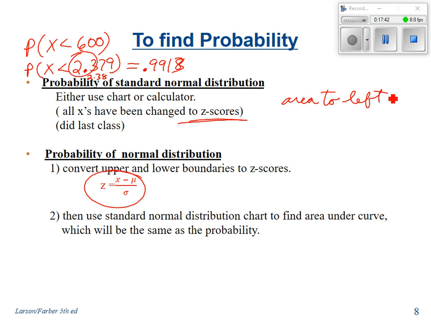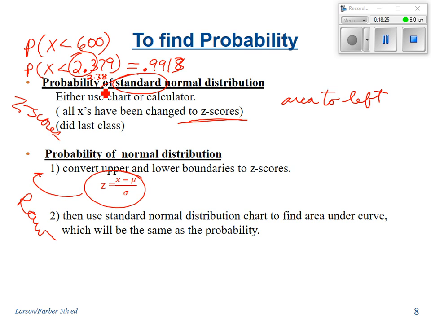Probability of a normal distribution, same idea, exact same thing. With the standard normal, we're always using z-scores. With normal, we're using the raw scores. That's the only difference. Notice that word standard there. When it says standard, that means you're doing z-scores. Don't let this confuse you. It's basically the same thing, whichever one you're doing.